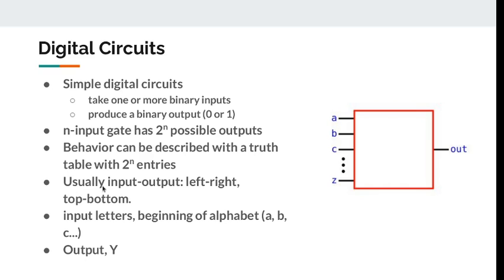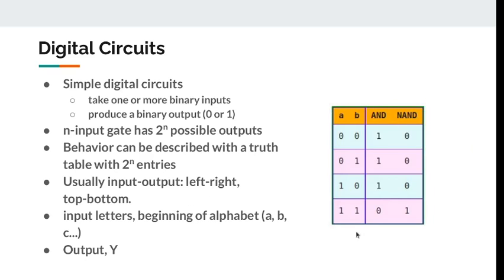And usually the input and output we read from left to right and from top to bottom. So usually the gates and the circuits as well, you read from left to right. So these are the inputs and here is the output. And usually top to bottom as well. It's easier to read that way because we're gonna have more complex digital circuits in the future. So for input letters, usually we use the beginning of the alphabet in lowercase. And for outputs, usually it's Y, or we can use out, or we can write the equation here. We can use several types of output, but Y is the most common.